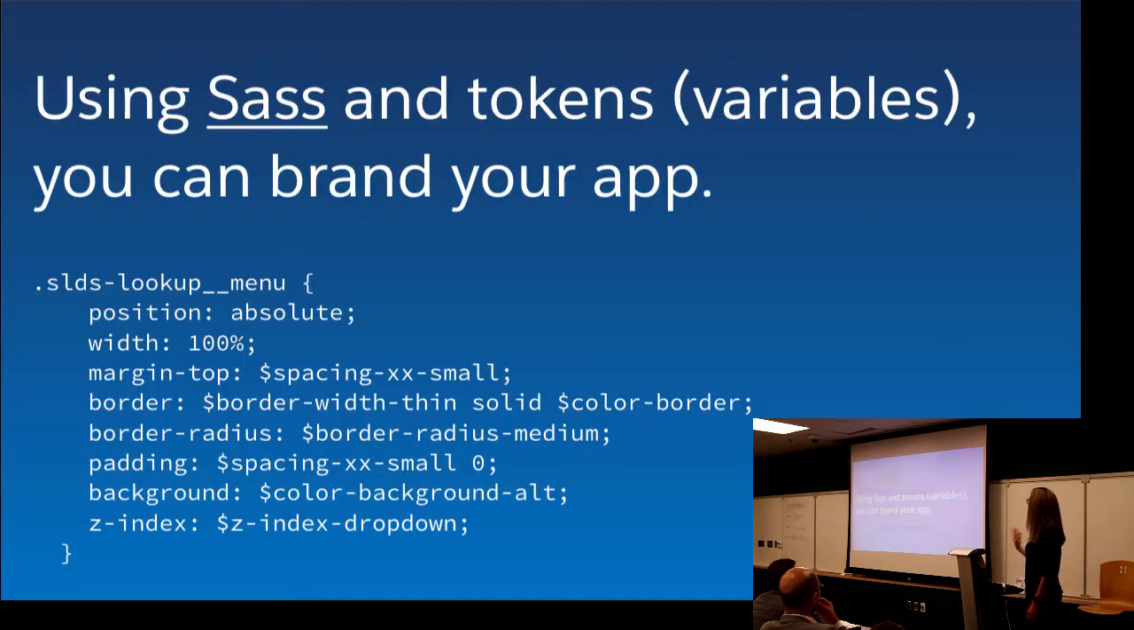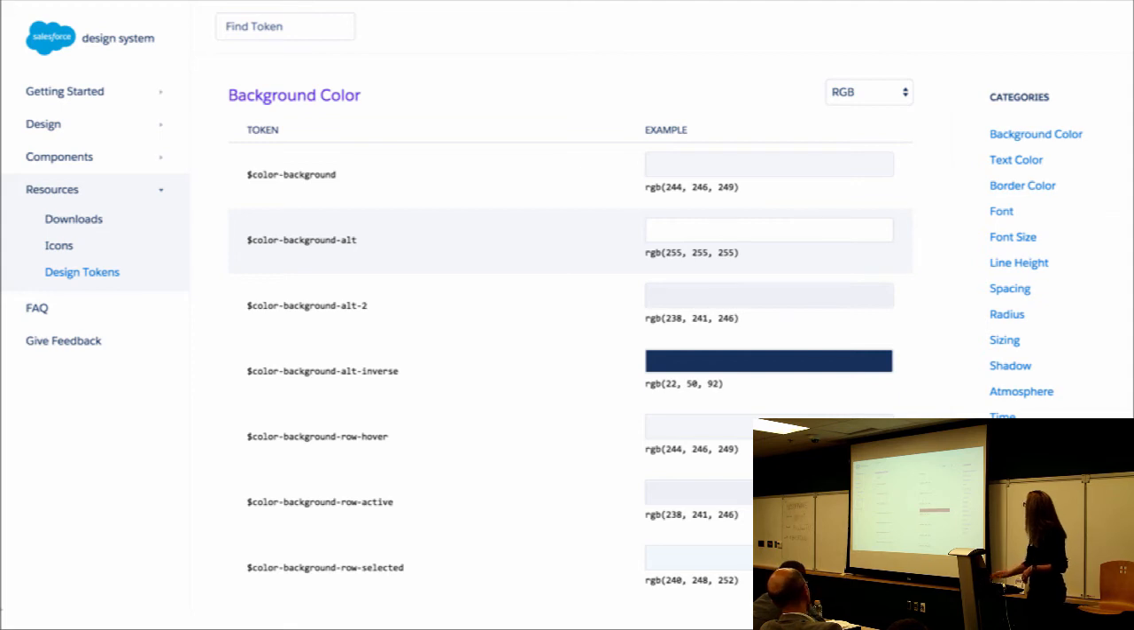Now, what if you want to brand your app a little bit differently? We use Sass and tokens, which in Sass are variables. Let's say you're building something for a client and they have green as their overall color, but our brand button is blue. You can change the variables right there, recompile the Sass, and actually change the look, but keep the structure that we have already. So let's look at where you can find the tokens.